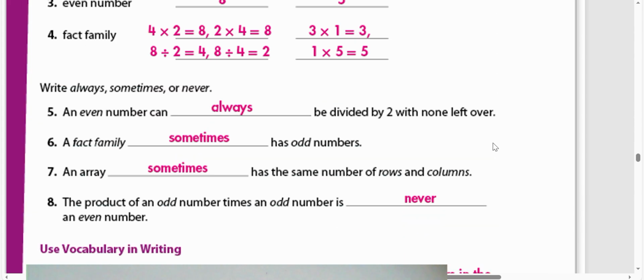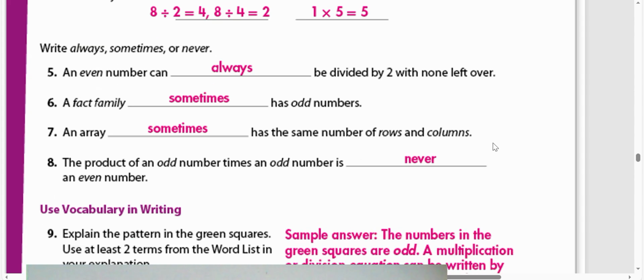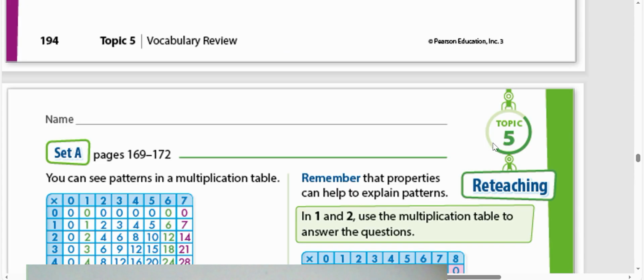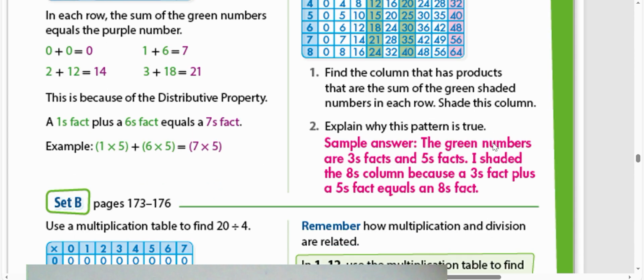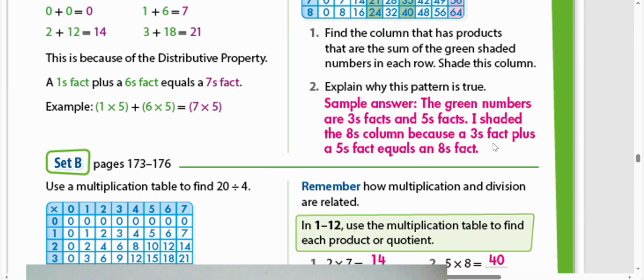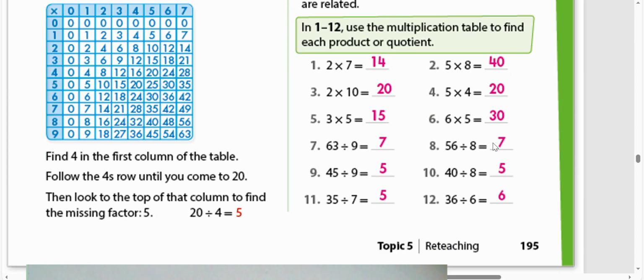An even number can always be divided by 2 with none left over. Sometimes it has odd numbers, and an array sometimes has the same number of rows and columns. Okay, check the answer with me with this practice and solve it here with this table.